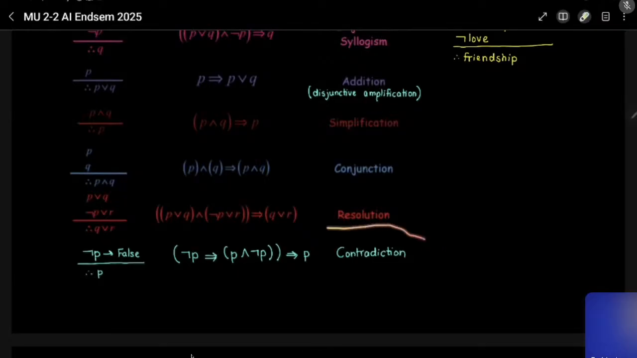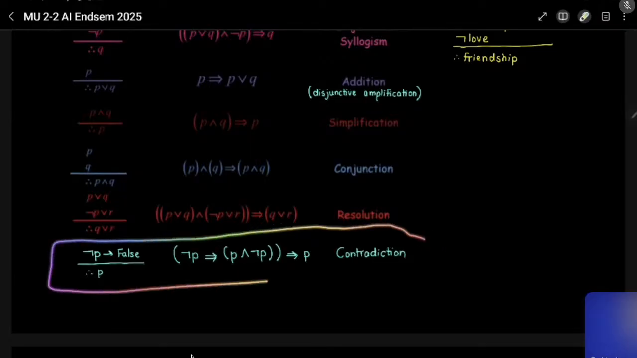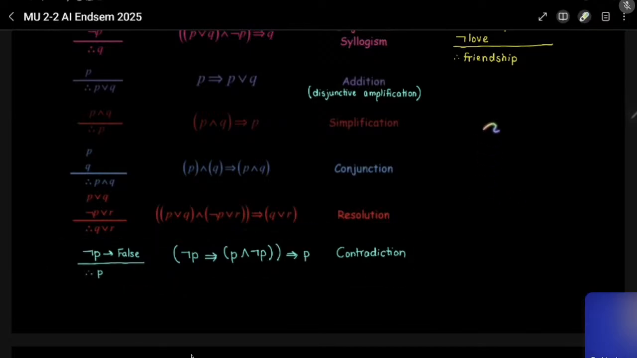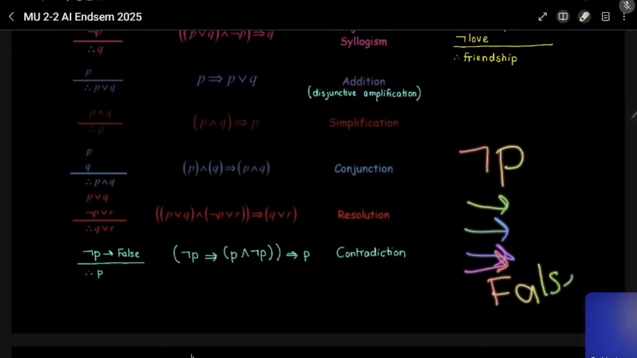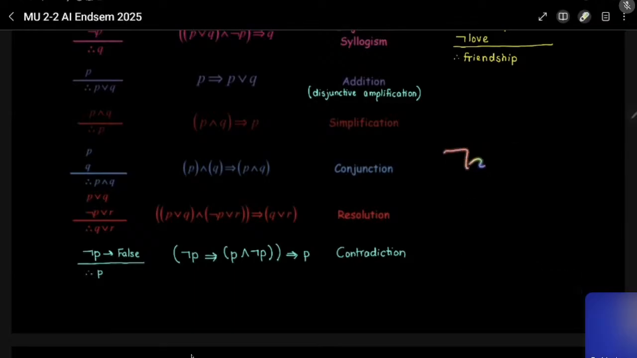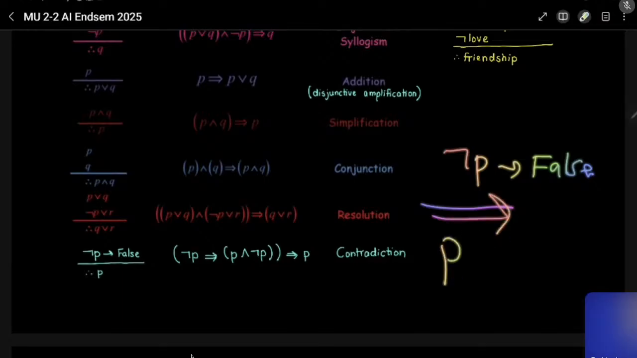Contradiction. Contradiction is like you have P, and then you want to prove P is true, but what you do is you start with not of P and keep making inferences. Finally, if you reach false, what does it mean? It would mean that not P implies false. So finally, if you reach this place, this would imply that P has to be true.